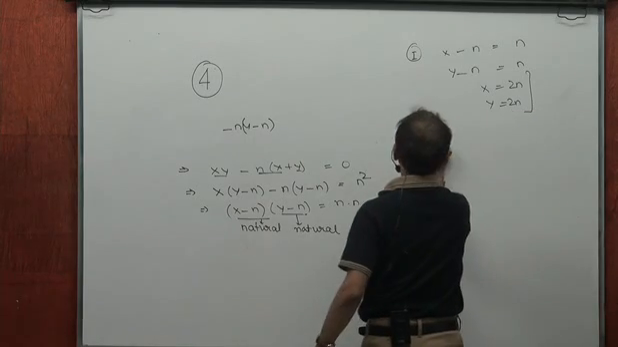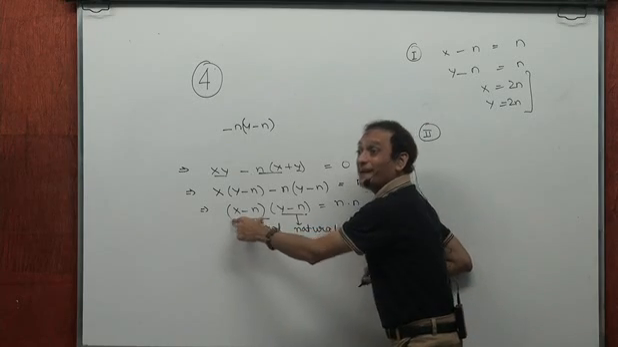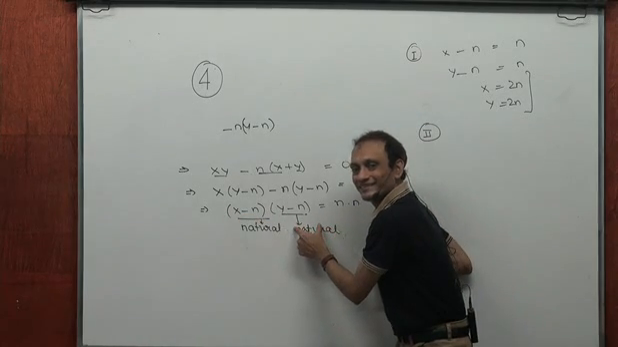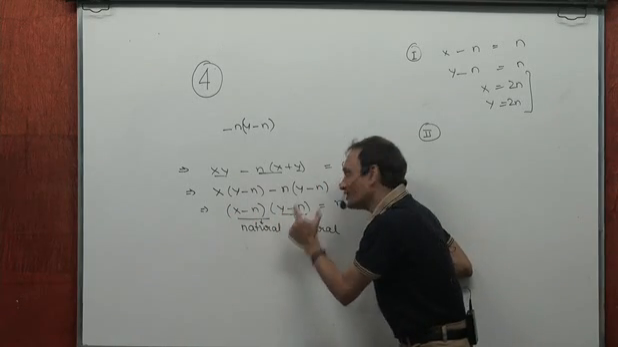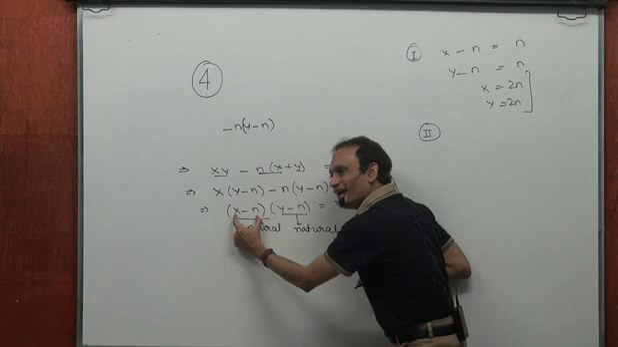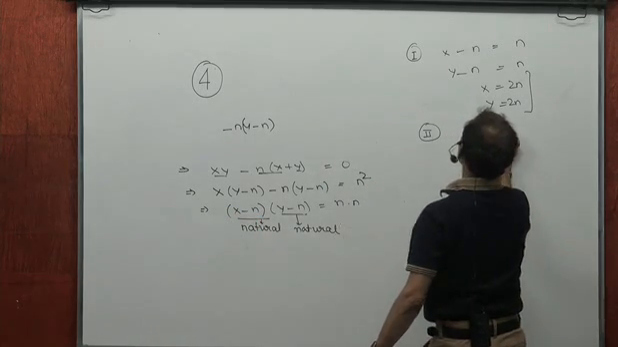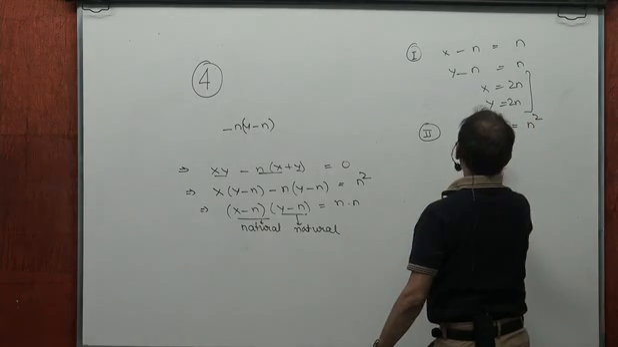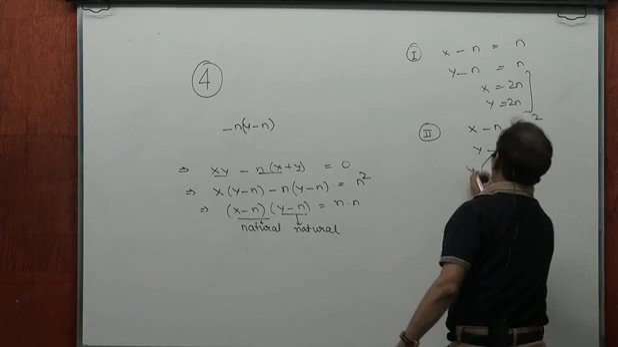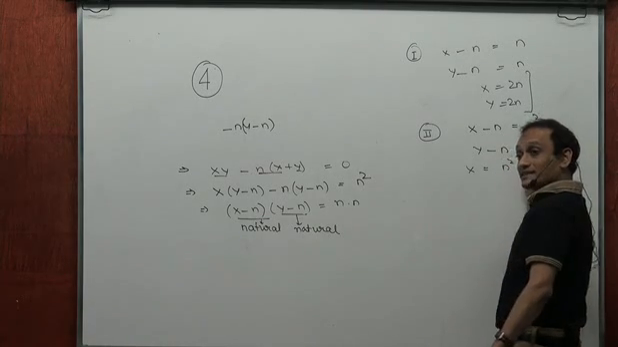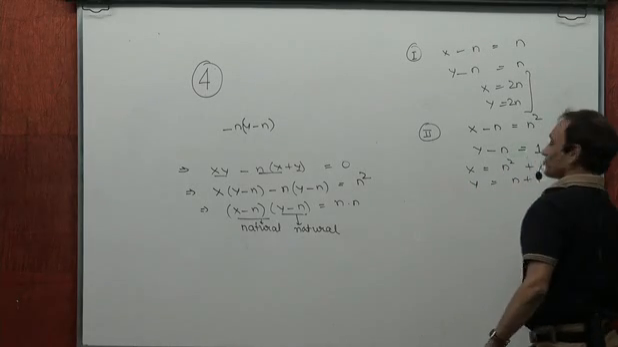Possibility 2. Between the two, one of them could be n squared, the other one could be 1. This could be n squared and this could be 1, or this could be n squared and this could be 1, isn't it? So possibility 2, x minus n is n squared, y minus n is 1. So this will give me x equal to n squared plus n and y equal to n plus 1.